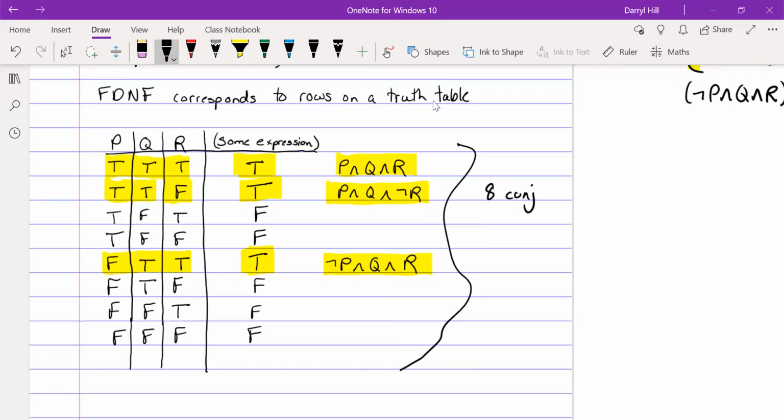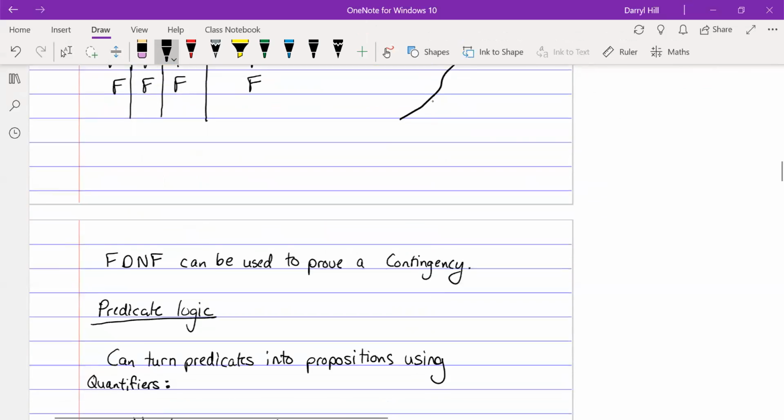And if I wound up with simply false, it's of course a contradiction, right? So if I try to go to full disjunctive normal form and I just end up with a false, then that's a contradiction.